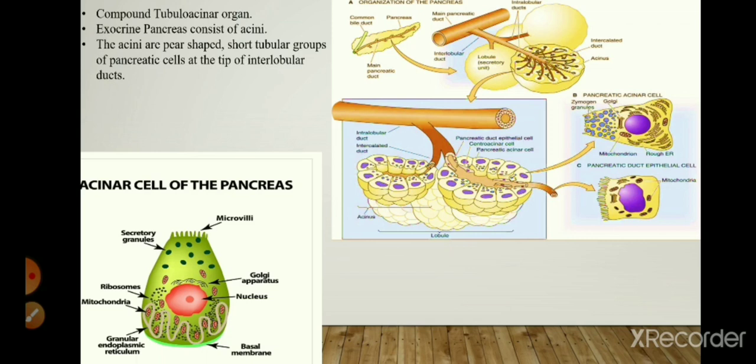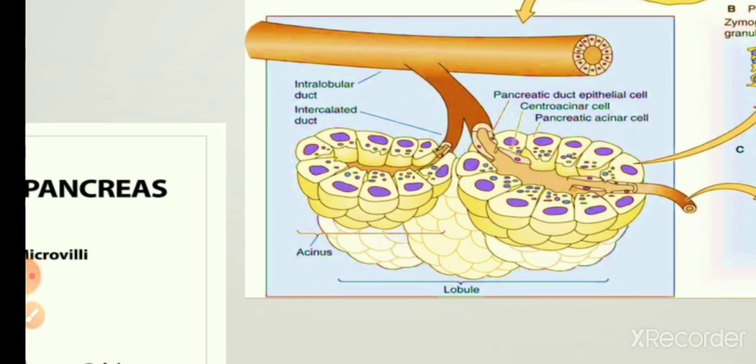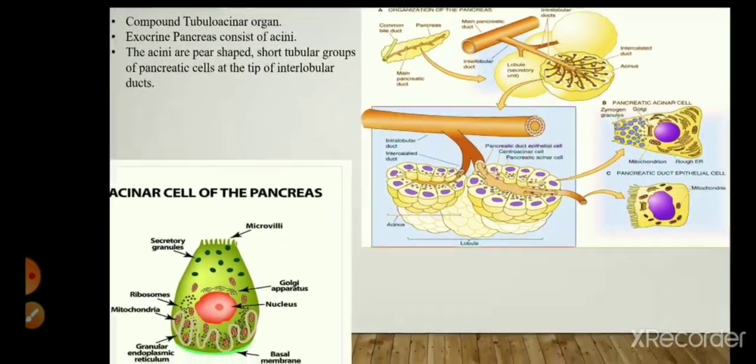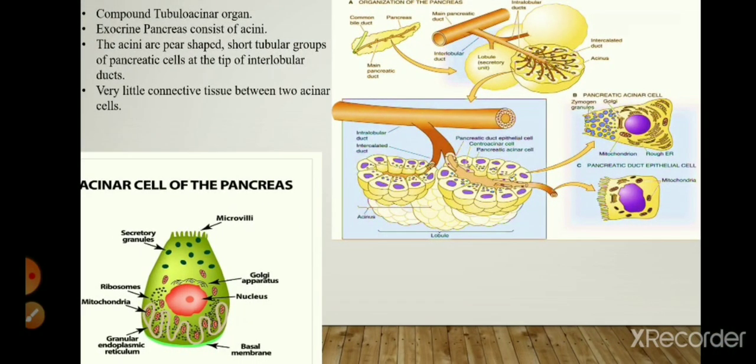The acini are pear-shaped, short tubular groups of pancreatic cells at the tip of interlobular duct. As we can see in the photograph, interlobular duct ends on the acini or lobules of pancreas. Next point, very little connective tissue present between these acinar cells. Group of pyramidal cells with their apical tip towards the lumen. We can see here group of pyramidal cells with their apical tip towards the lumen.